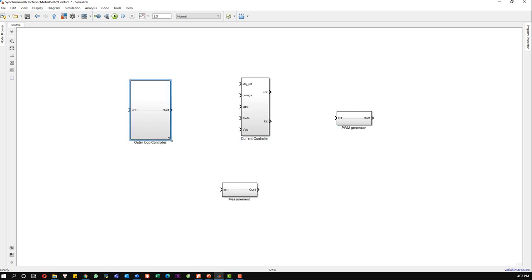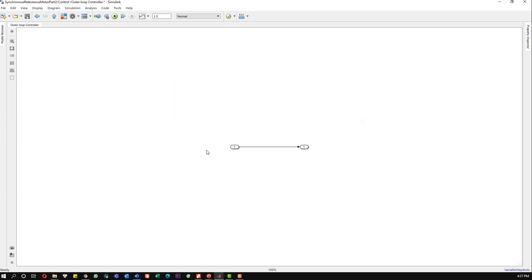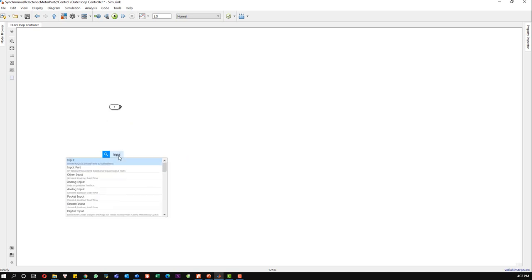And the second one we will manipulate the outer controller. This is basically the torque controller. So we have two inputs. First one is torque, and the second one is the current, ID and IQ.